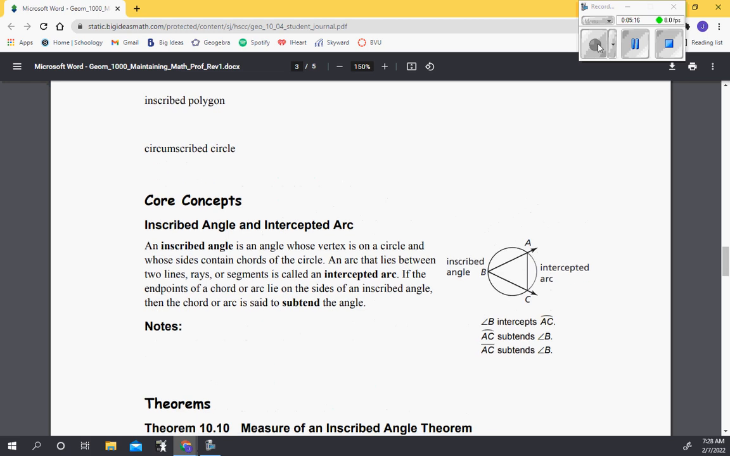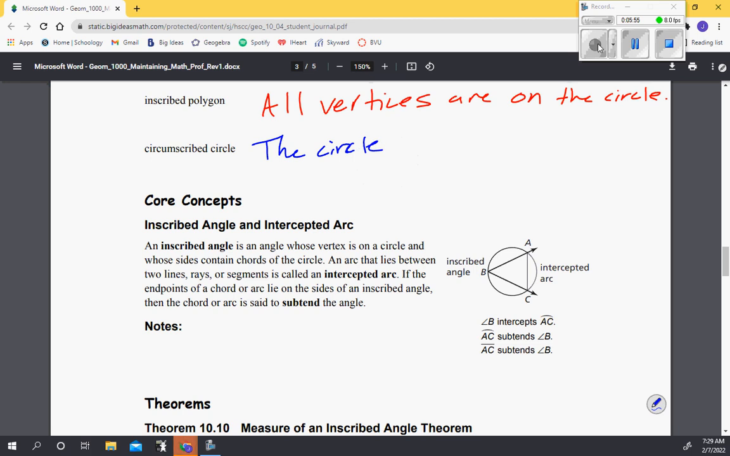Inscribed polygon, that's when all points, or let's say all vertices are on the circle. In a circumscribed circle, is the circle that contains the vertices.